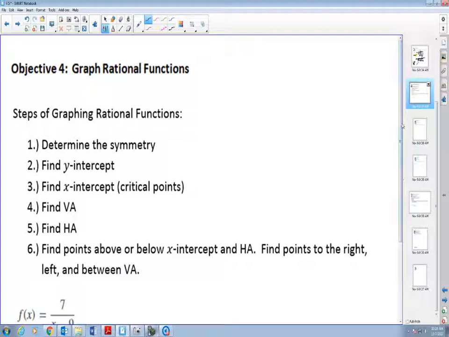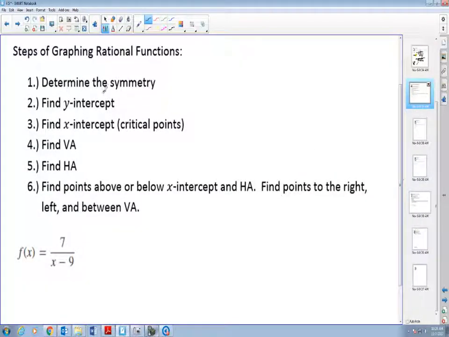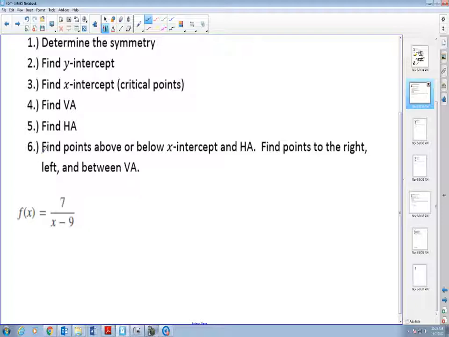Alright, so here are the following steps on how to graph a rational function by hand. Step number one, determine the symmetry, the even and odd function. We can determine the symmetry at the end of the problem when we find the points. When we graph a rational function, make sure we know how to find the y-intercept and the x-intercept, also called the critical points. We need to find the vertical and the horizontal asymptotes, and once we've done that, then we can begin to sketch our graphs based on what we already found. I will show you how to do step number 6 after we begin to sketch our graph.